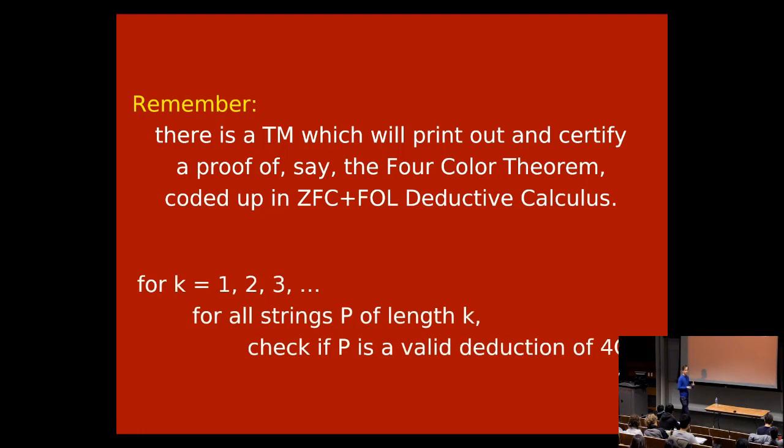It'll take a really, really, really long time, but it's just this. You just try out all strings of length 1, 2, 3, 4. For each one, check if it's a valid deduction, starting from the axioms of ZFC, applying these deductive calculus rules, and ending with the statement of the 4-color theorem. So this would be very slow, but it's an algorithm that would do it.